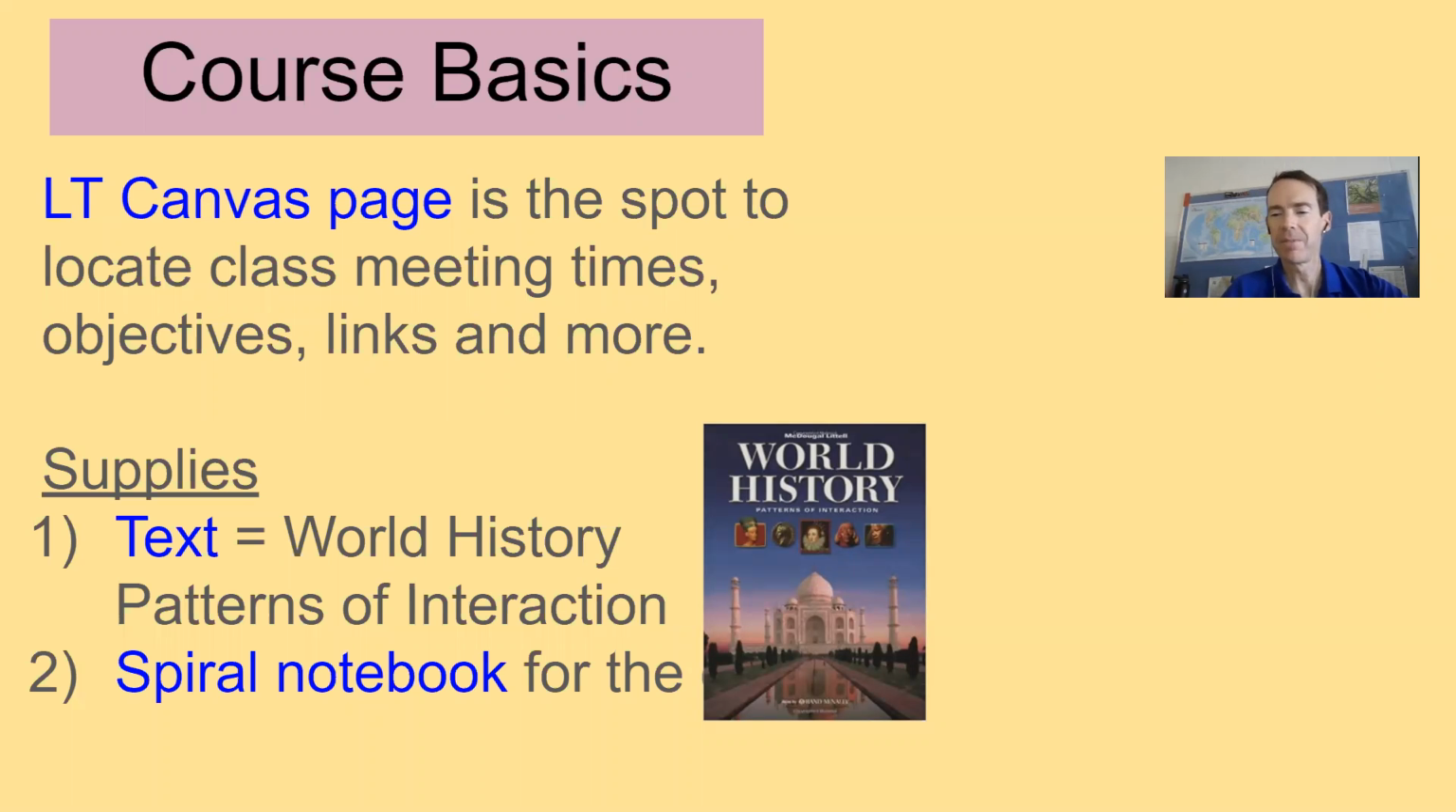Information about the class can be found on the LT Canvas page for world history, with links for objectives, activities, lessons, assignments, and the textbook. If a student does not have the textbook, a copy can be obtained from the South Campus bookstore. As far as supplies go, the big thing I've asked students to have is just a spiral notebook for taking notes as well as keeping track of student discussions this semester.